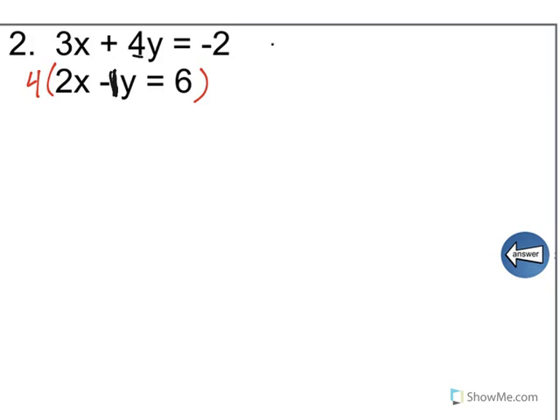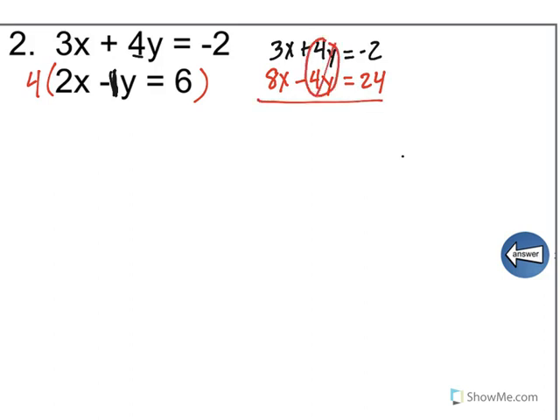So I'm not changing the top equation, so I'm just going to carry that part over. So 3x plus 4y equals negative 2. When I do the bottom equation, that's going to give me 8x minus 4y is equal to 24. Again, don't forget to multiply the 4 to everything in that bottom equation. And then I'm going to eliminate. So combining, I know that positive 4y minus 4y, those are going to end up canceling. Positive 3x plus 8x is going to give me 11x.